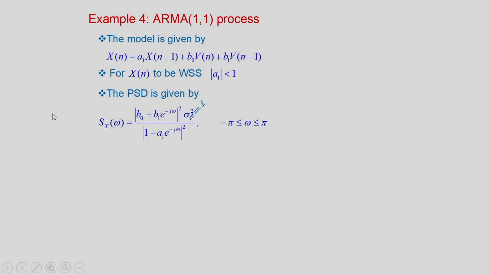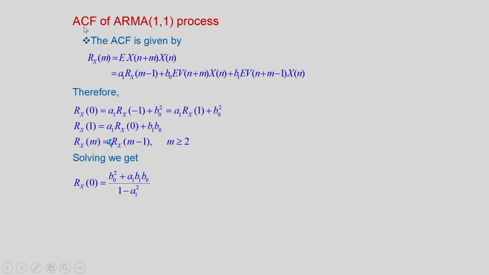So, that way we have S x of omega equal to the mod square of b0 plus b1 into e to the power minus j omega, divided by the mod square of 1 minus a1 into e to the power minus j omega, for omega lying between minus pi and pi. This is the expression for the power spectral density of the ARMA(1,1) process.